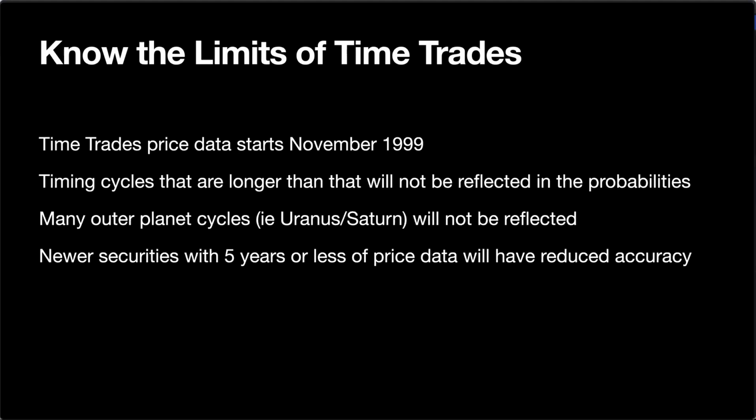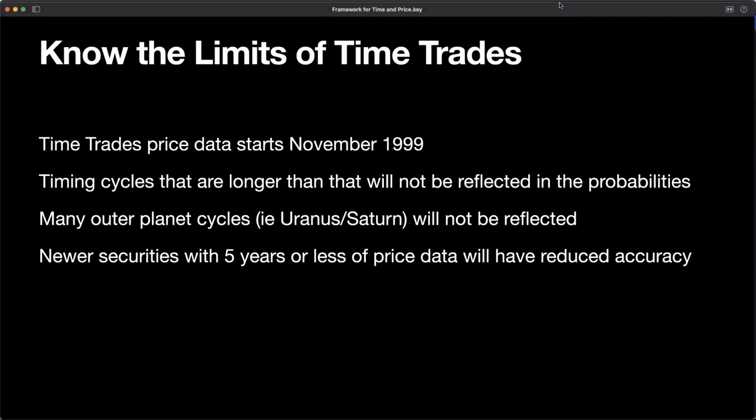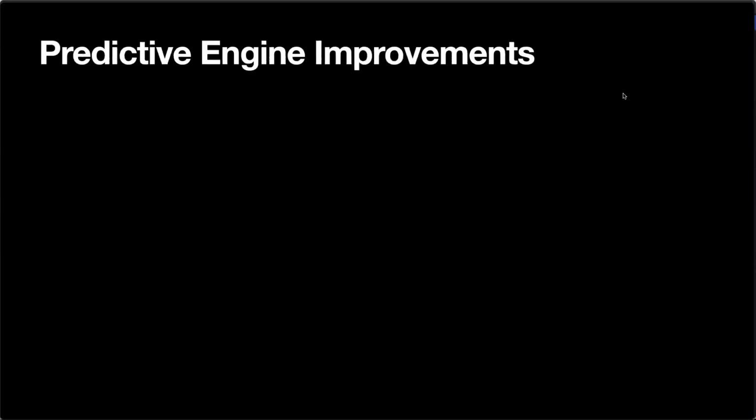In general, I try to ensure that every new symbol that I add to Time Trades has a minimum of 3 years. That's the minimum bar, but it's important to understand that it's a minimum bar, and the more price data, the better. Okay, so those are the limits of Time Trades. Let's take a look at the recent improvements that I launched in the past week.